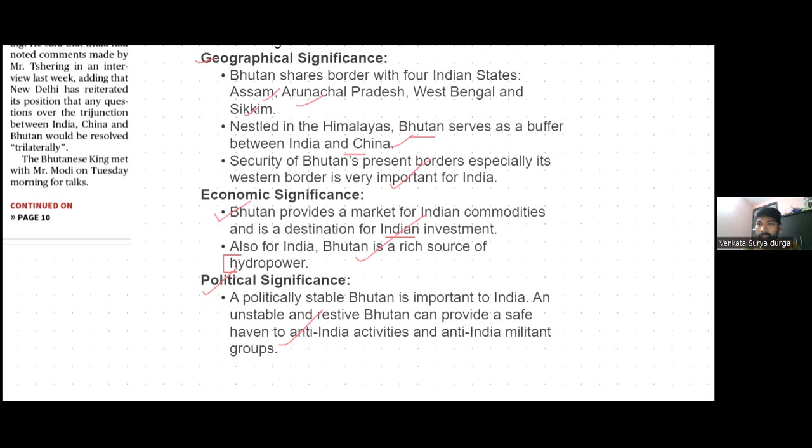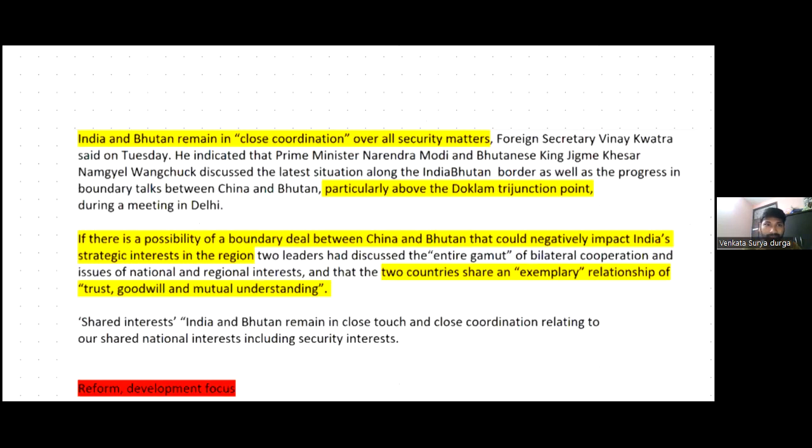Now let's try to understand today's given news article. In this article, the Foreign Secretary says India and Bhutan remain in close coordination over all security-related matters. Right? So Prime Minister Narendra Modi and Bhutanese King Jigme Khesar Namgyel Wangchuck discussed the latest situation along the India-Bhutan border. They also discussed the progress in Bhutan-China border talks, because recently Bhutan also included China as part of trilateral talks along with India, and this goes against the interests of India.